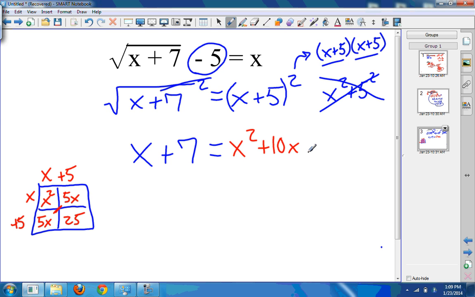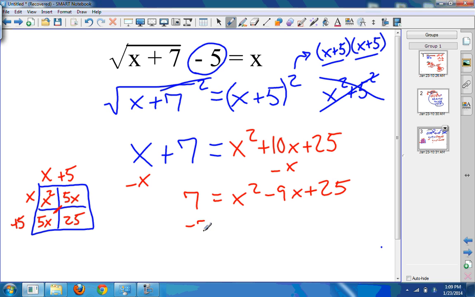Alright, this looks pretty complicated here. So we have x's on both sides now. What do we do? Well, we need to get all the x's on one side together. In fact, we need to get everything on one side together. So I'm going to move this x to the left side and get 7 is equal to x squared minus 9x plus 25. And I'm going to move this 7 to the right side and get 0 equals x squared minus 9x plus 18.